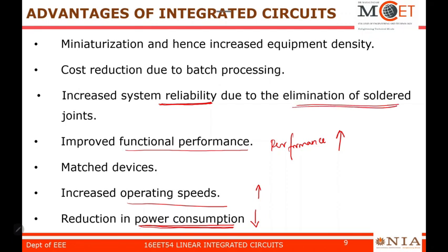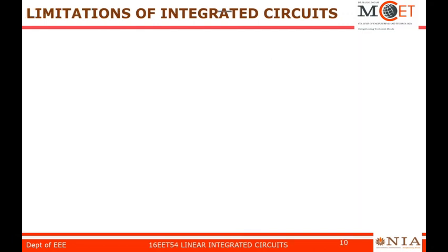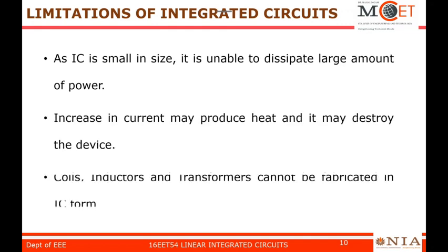Okay, so these are a few advantages of an integrated circuit. Next, some limitations of integrated circuits. As ICs are small in size, they are unable to dissipate a large amount of power. Nowadays these issues are being overcome. It's been in the process. An increase in current may produce heat and it may destroy the device. So if there is more current, it may destroy the device.